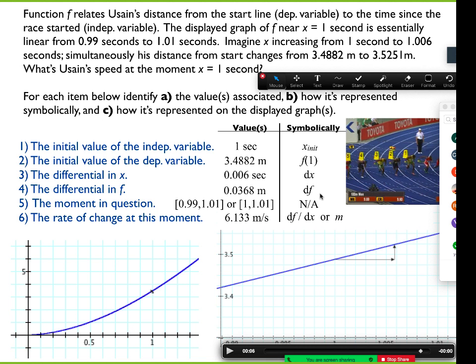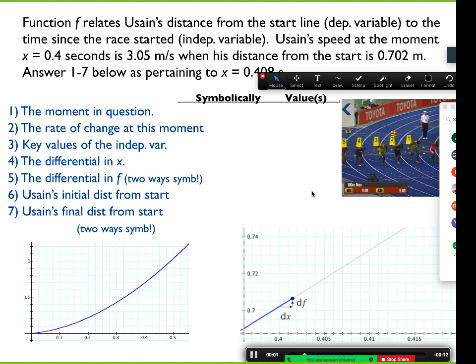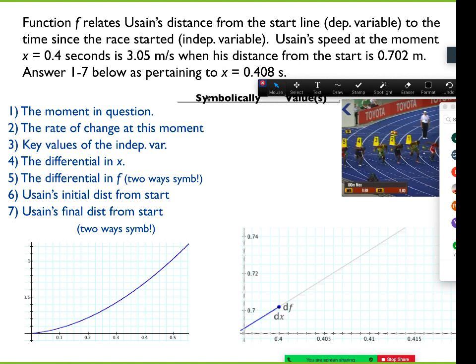Okay, we have a little time left, so let's do this next screen. Here's a similar but different problem. It's the same function f. His speed at the moment at x equals 0.4 seconds is 3.05 meters per second. So I'm now giving you the rate of change and the starting distance, and we're interested in what's happening at 0.408 seconds.